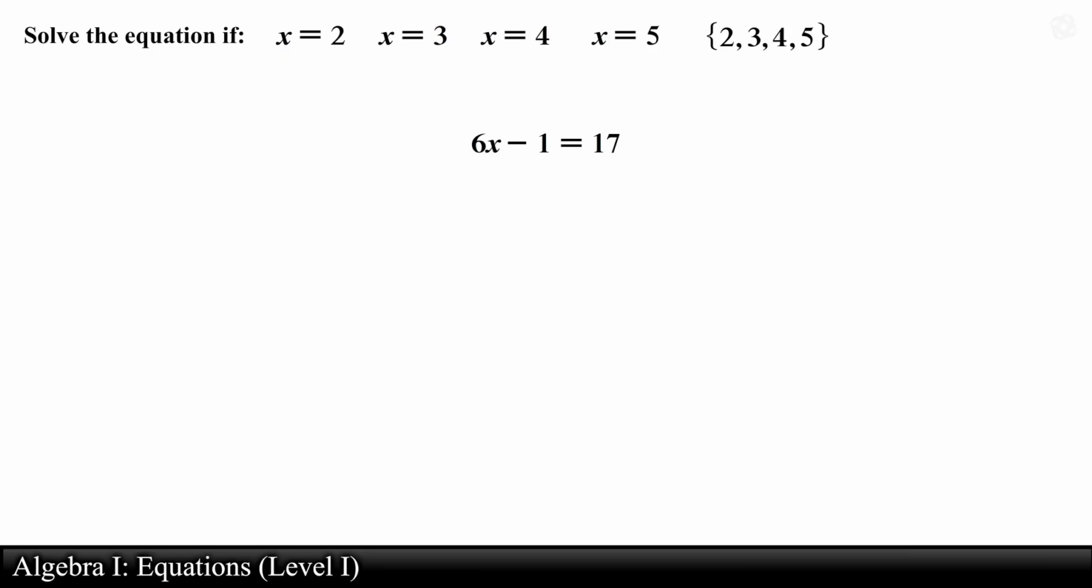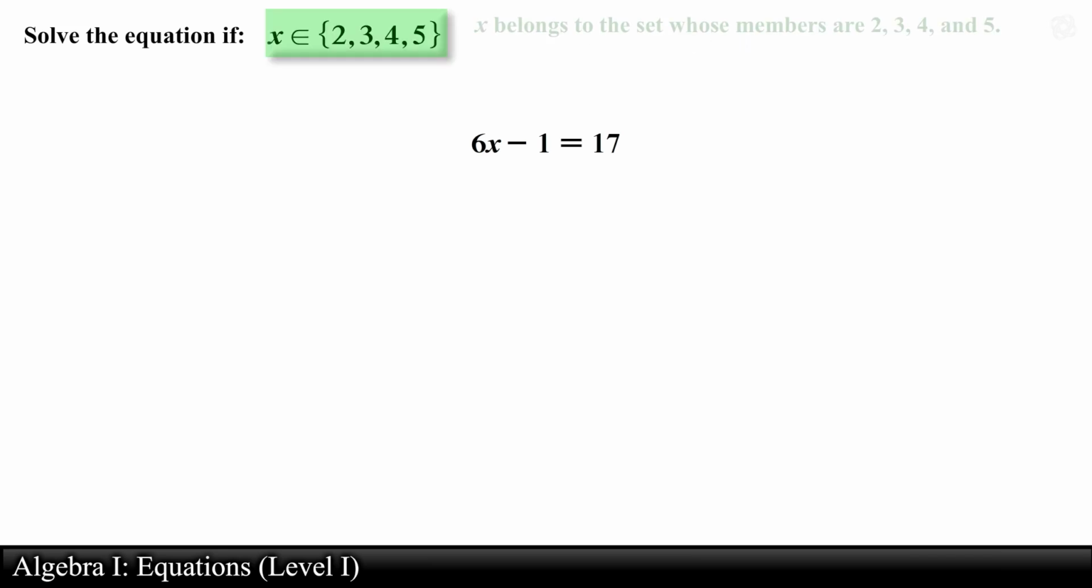Okay, say we have the following equation: 6x minus 1 equals 17. And we are asked to solve this equation over the domain 2, 3, 4, and 5. In other words, the variable x is a set whose members are 2, 3, 4, and 5. The way we mathematically represent the domain is as follows. This expression is read as x belongs to the set whose members are 2, 3, 4, and 5. It can also be read as x is an element of 2, 3, 4, and 5.